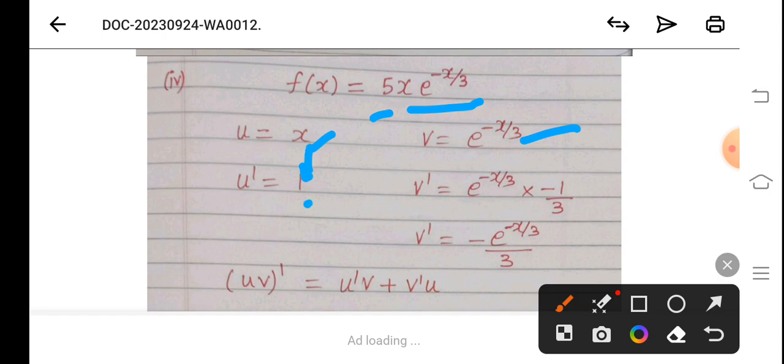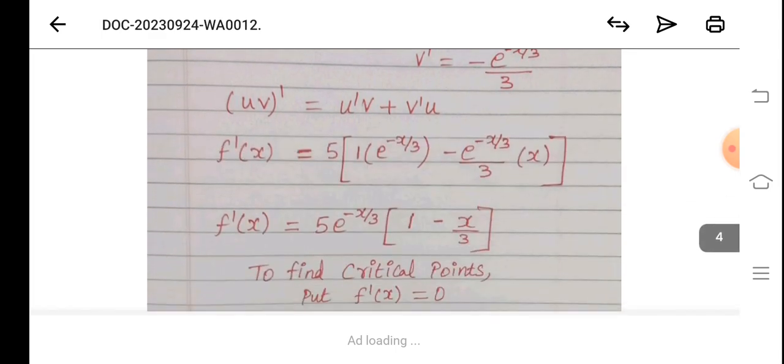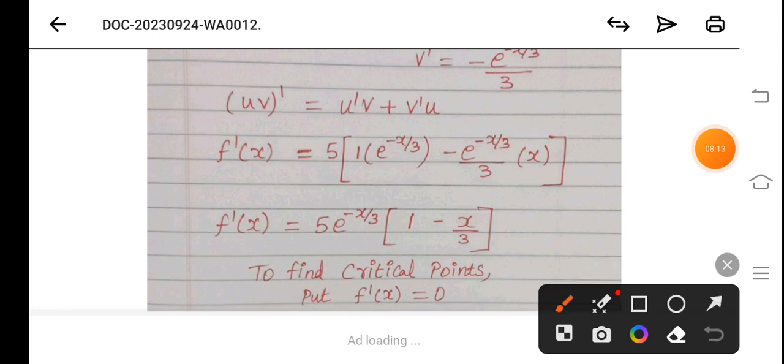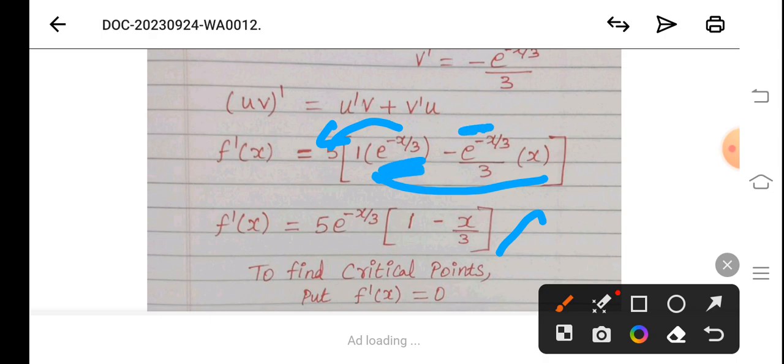x differentiation, children, is 1. e power minus x by 3 differentiation is e power minus x by 3 times minus 1 by 3, that is minus e power minus x by 3 divided by 3. Apply u dash v plus v dash u. f dash of x, 5 outside. Apply this u dash v plus v dash u, then take something common. e power minus x by 3 I have taken common and I got 1 minus x by 3. Easy. Just 5 I already kept outside.